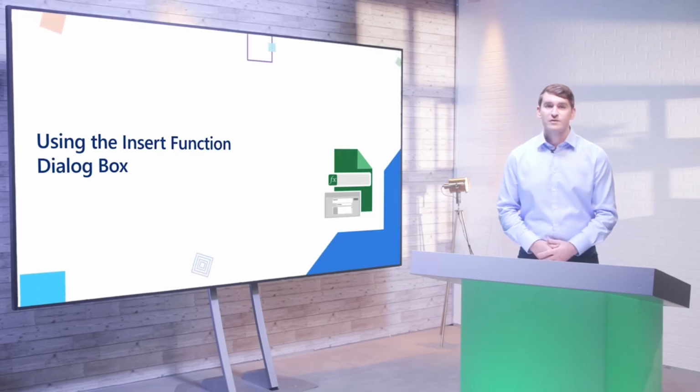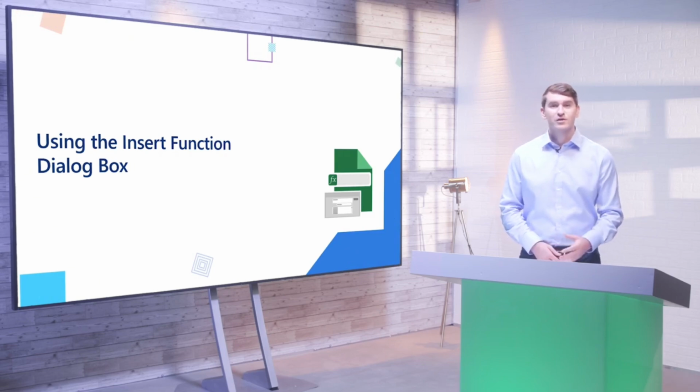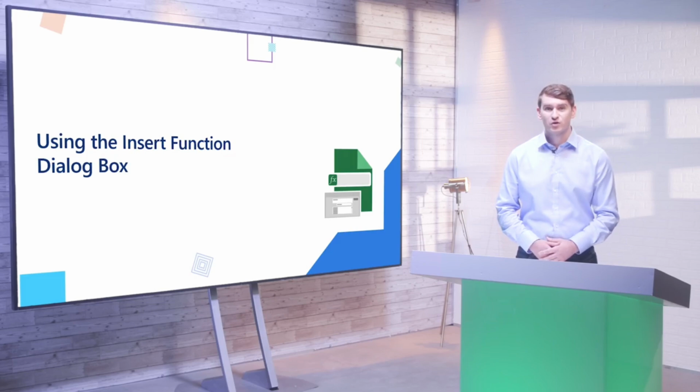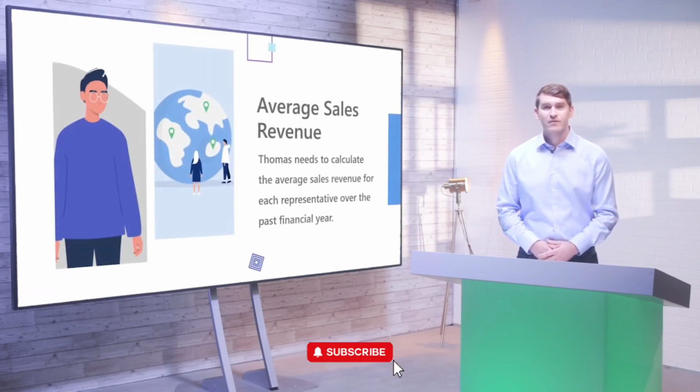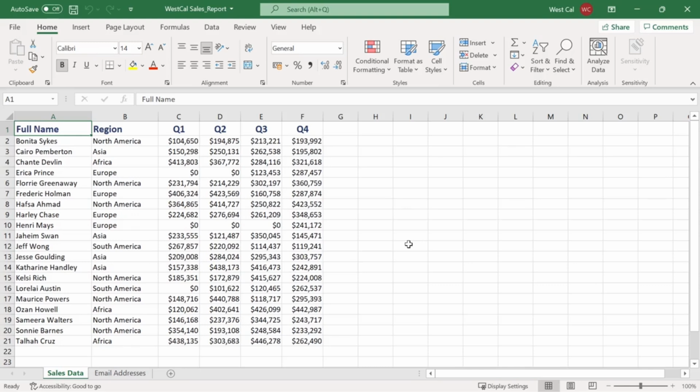So far you have used the sum function, which is quite easy to remember. Now let's try out the Insert Function dialog box to create functions. Thomas from Westcal Publishing needs to calculate the average amount of sales revenue made by each representative of the sales team over the past 4 quarters of the financial year. You could use functions to achieve this. Let's have a look at how to do this. Open the Westcal Publishing Sales Report document.